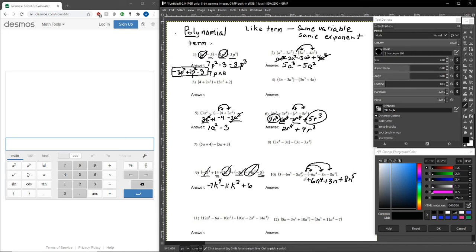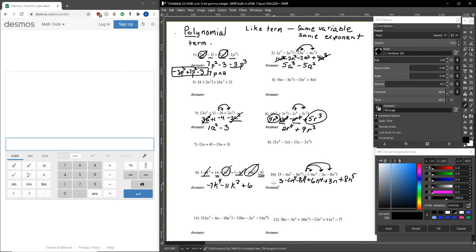Remember that the first polynomial before the minus sign doesn't have to change its sign. So I'm going to bring those down as 3 and negative 6n to the fifth power and negative 8n to the fourth power, not changing anything, just bringing it down so I can start adding my like terms together.